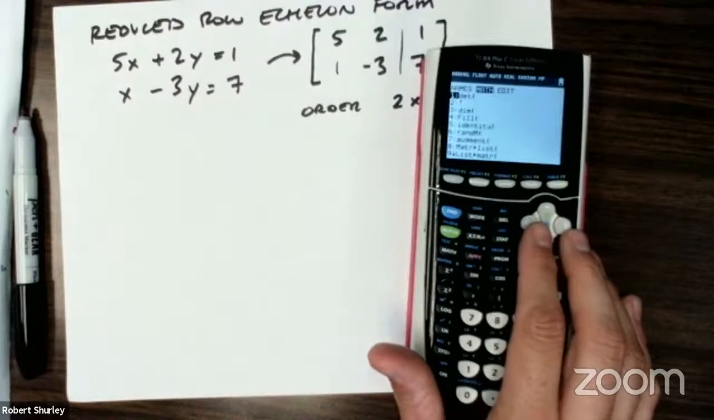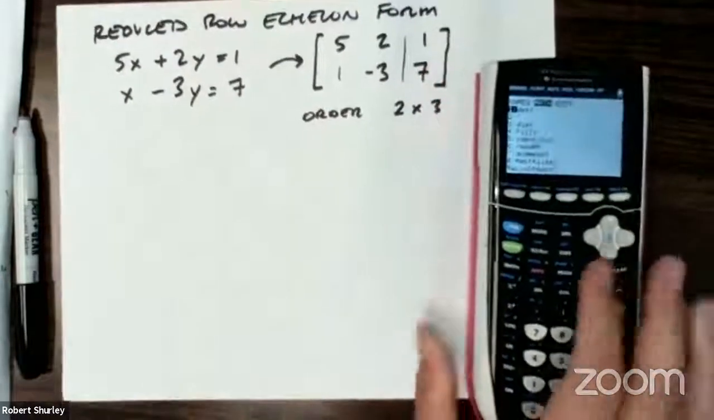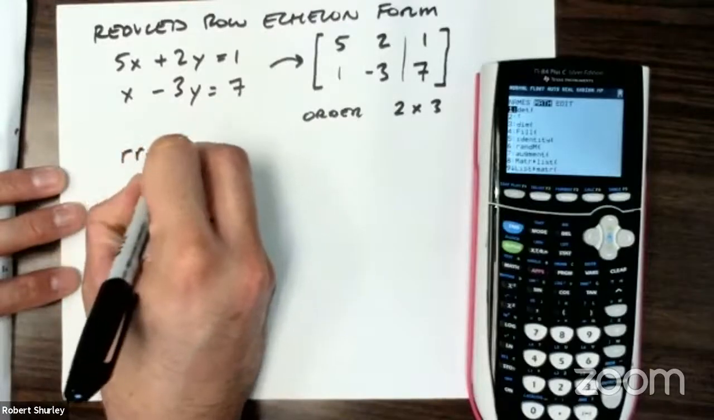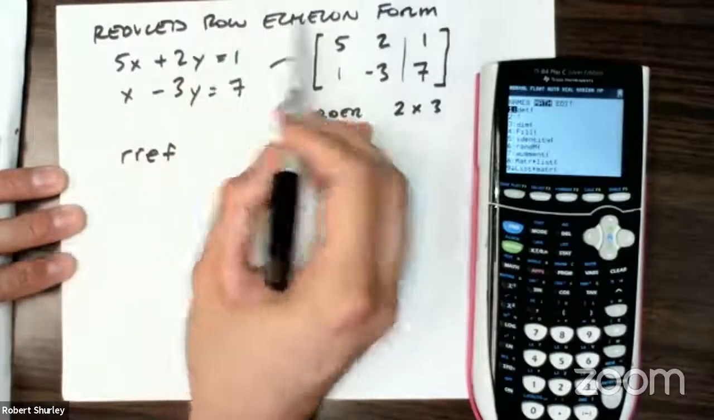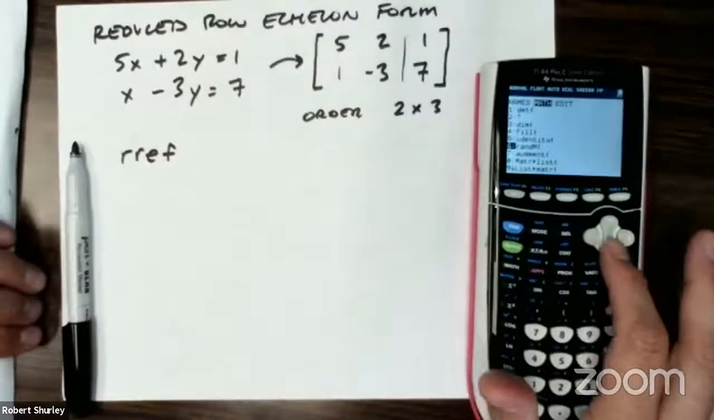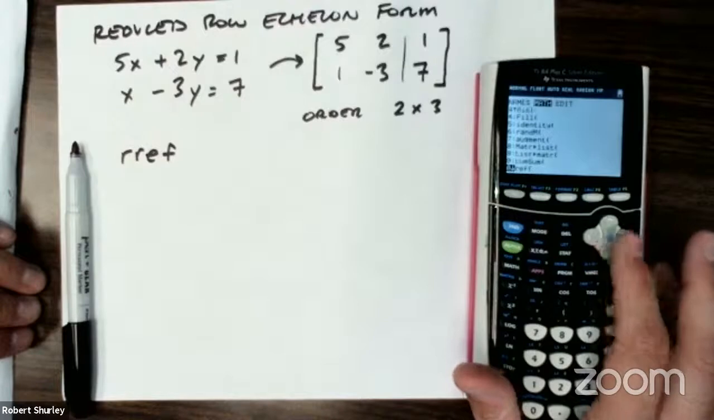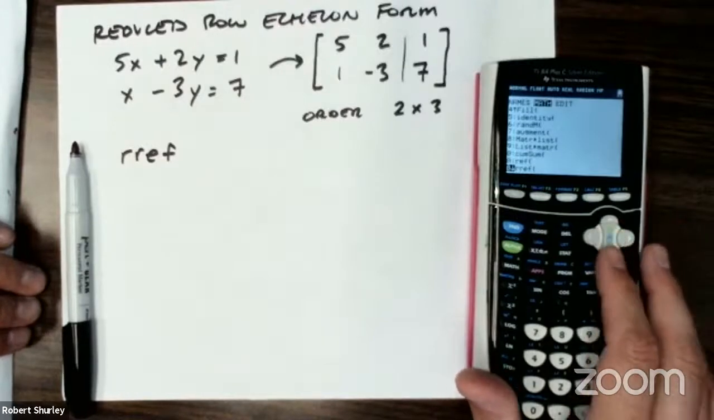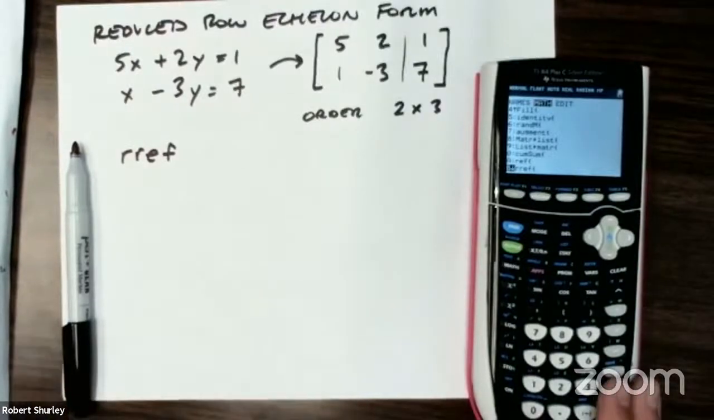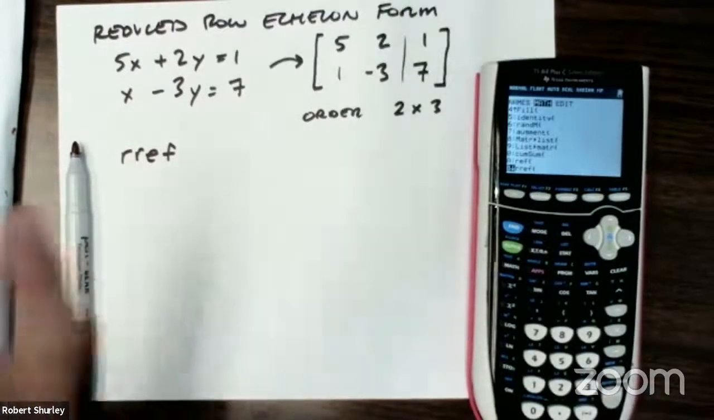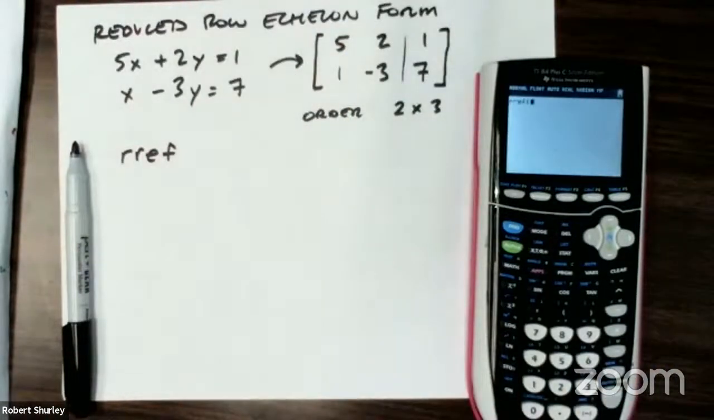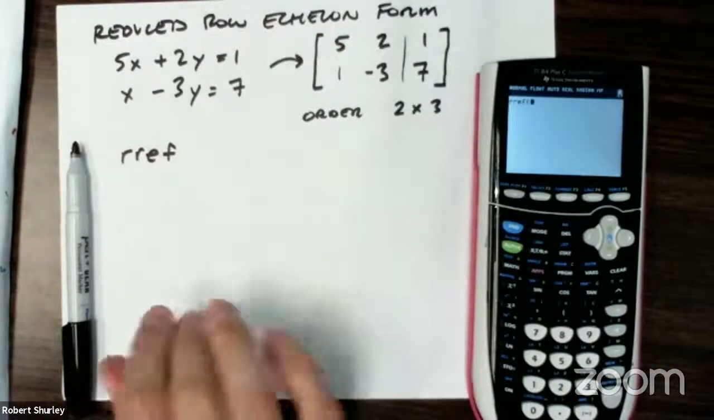We need to go to math, and you're going to scroll down, and eventually you're going to see RREF. That's reduced row echelon form, RREF. So we're going to just keep scrolling down until we find RREF. Oh, there it is, 8. Okay, so number 8, when you scroll down on math, is RREF. And what that's going to do is it's going to create reduced row echelon form for this matrix. Okay, so we called that to the main screen.